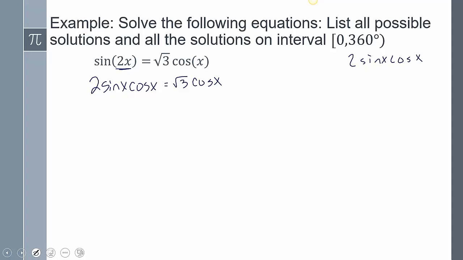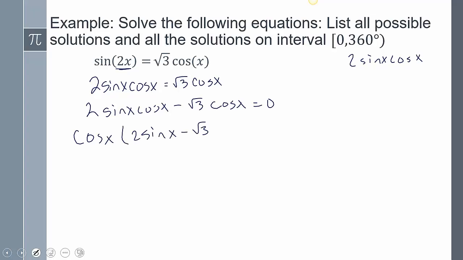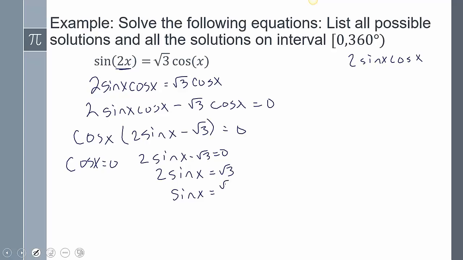So maybe if I bring it to one side, so now what's in common? There's a cosine. So let's say if I factor out the cosine. There we go. So now I could set each equal to 0. So I can add root 3, divide by 2, sine inverse, and then cosine inverse.